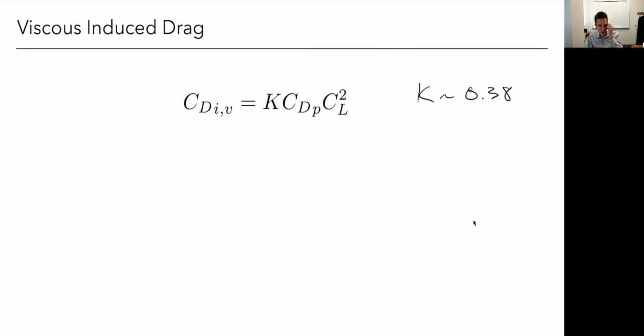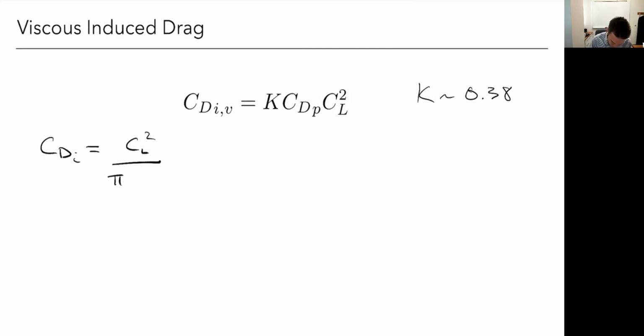We don't usually use this formula directly. We're going to put it together with the things that we already know. So here's what we already got. We had before that the induced drag coefficient looked like this: CL squared over pi aspect ratio. I'm writing the full drag.